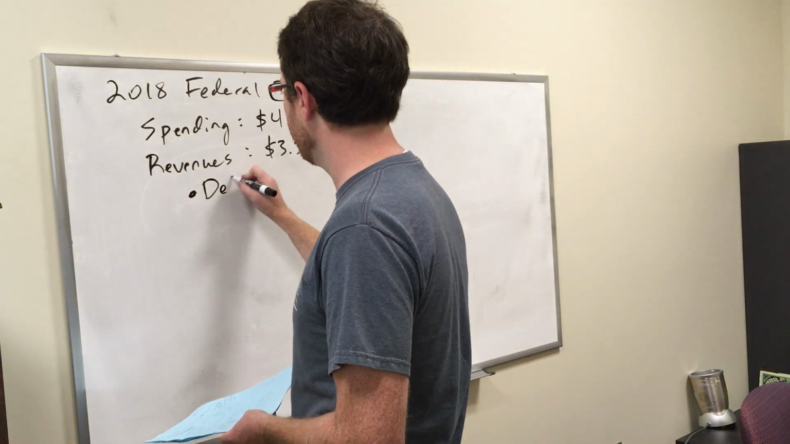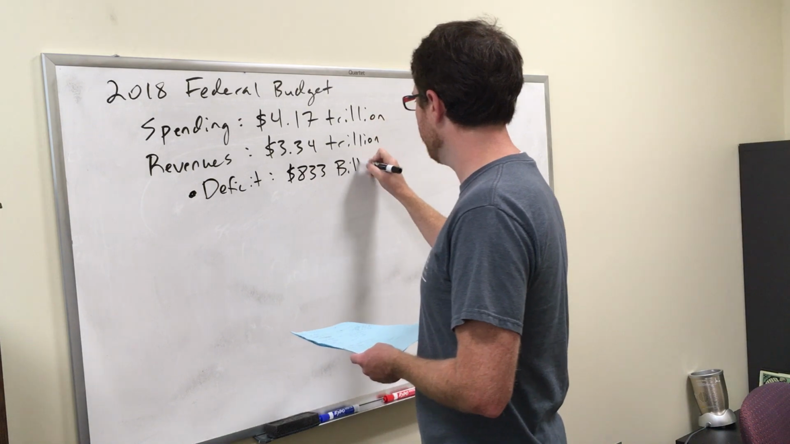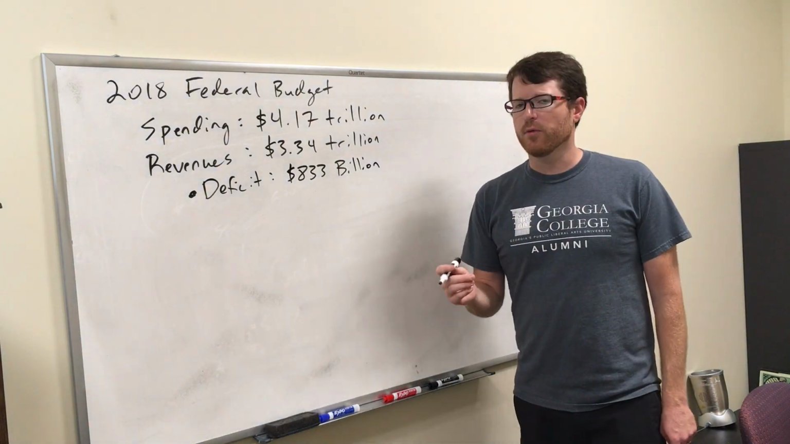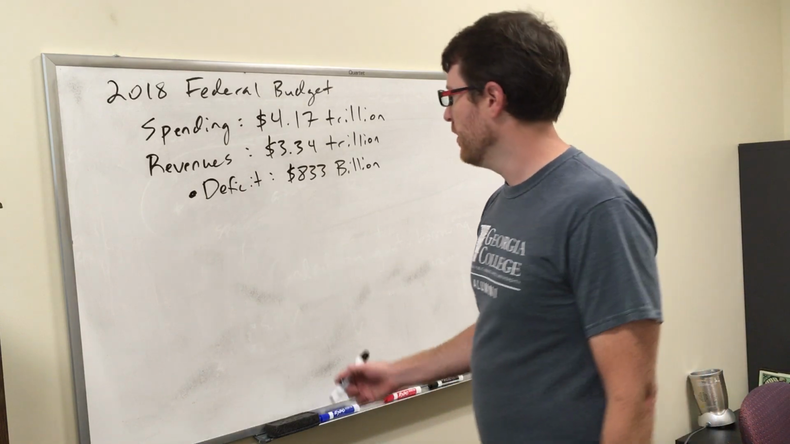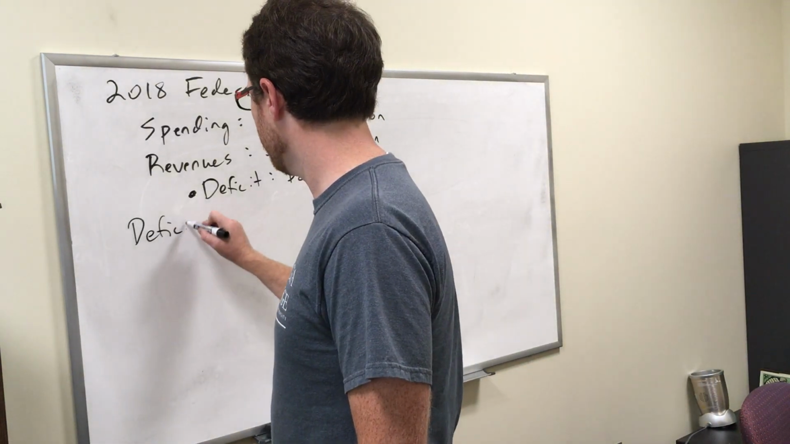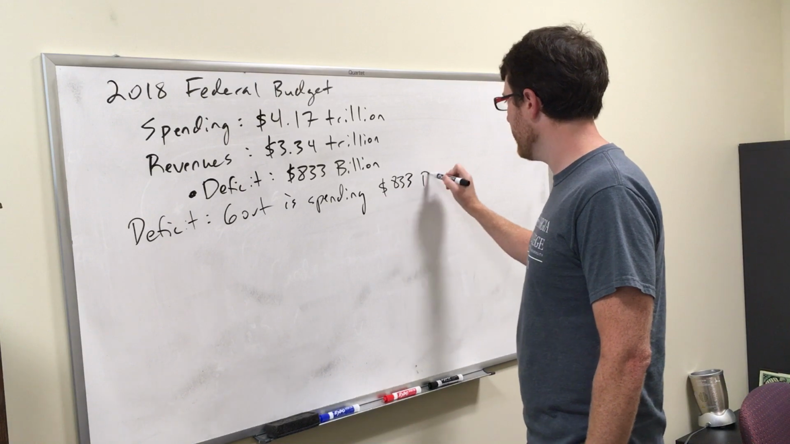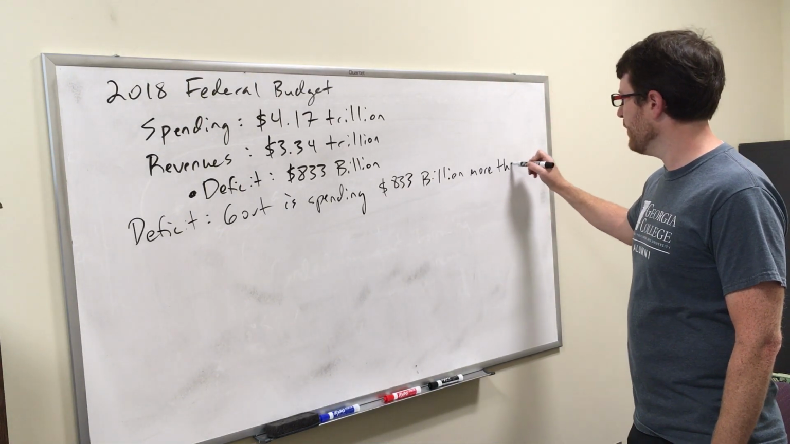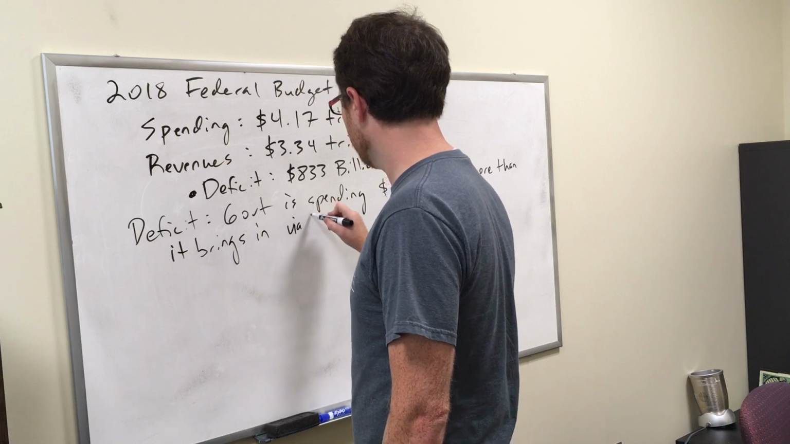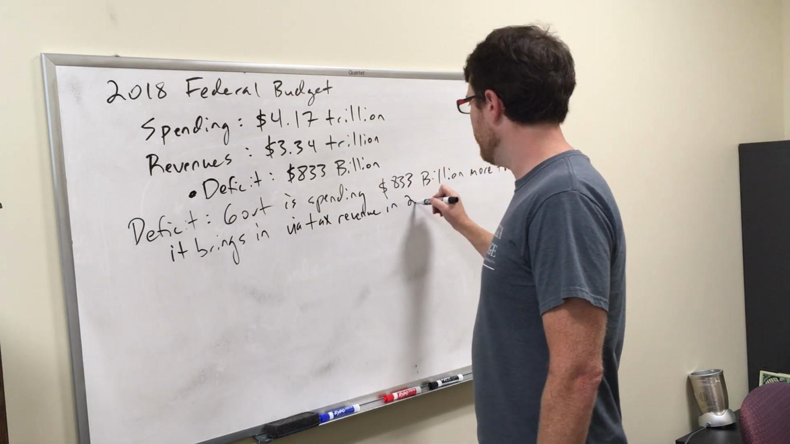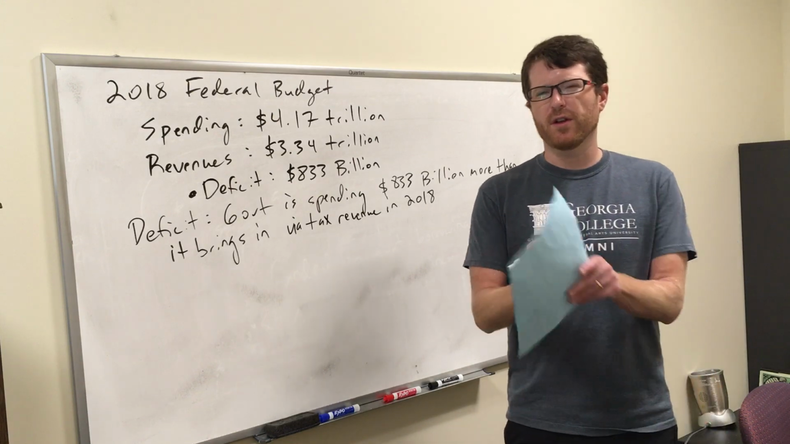So the deficit that we have here is at about $833 billion. All right? And to be clear, when we talk deficit, we're saying what's happening in a year. Debt refers to how much we owe in total, okay? So the deficit means the government is spending $833 billion more than it brings in tax revenue. This is just in 2018. Okay, so when we talk deficit, we're talking this year. All right, when we talk deficits, we're talking over a current time period.